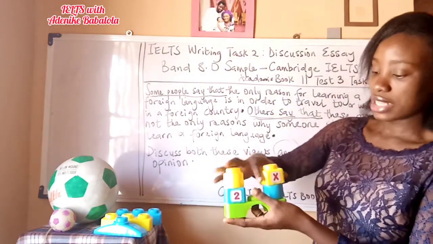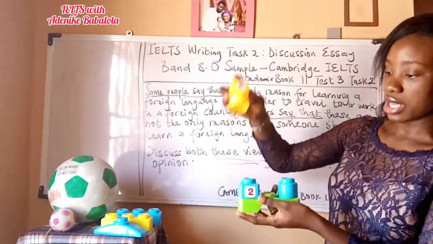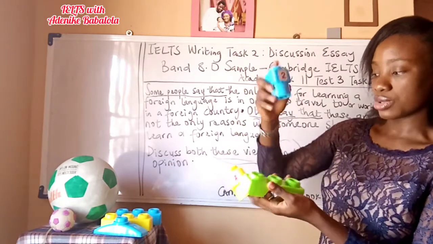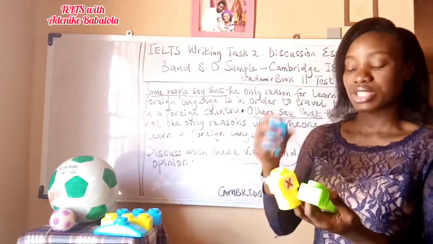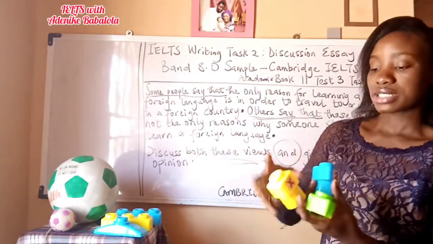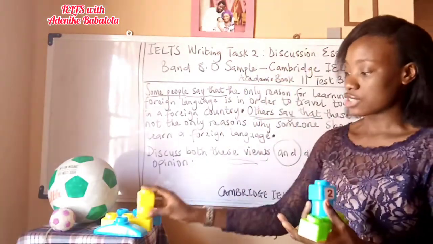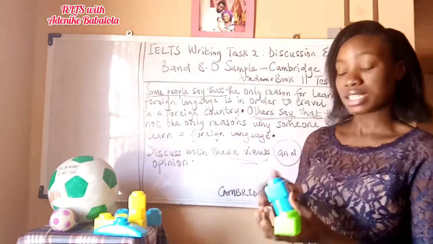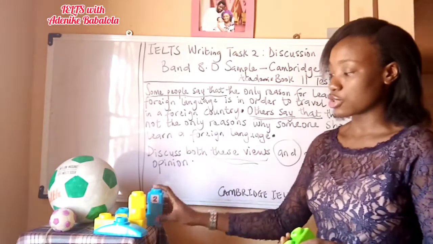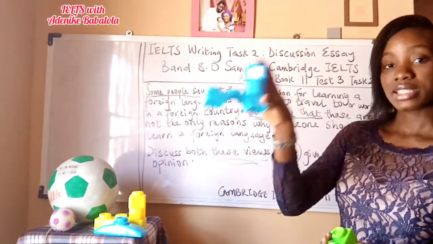Now, you see that I have double yellow and then double blue. It means that you need another paragraph for your own opinion. So the idea is, if you decide to have the double yellow, it means that you're going with this view. Okay, that's the first view. If you decide to go with the double blue, it means that you're going with the second view.